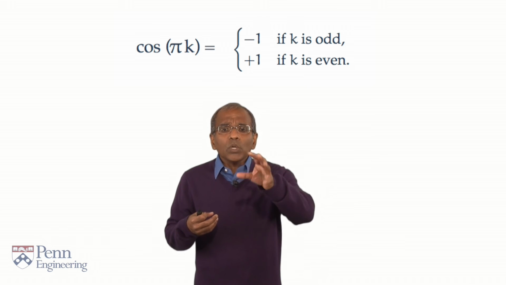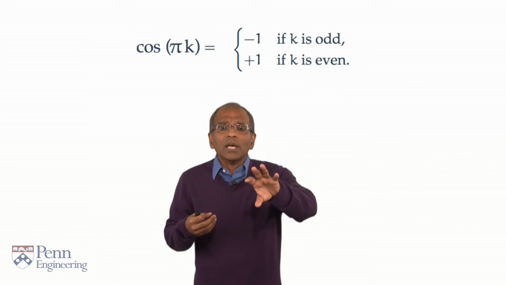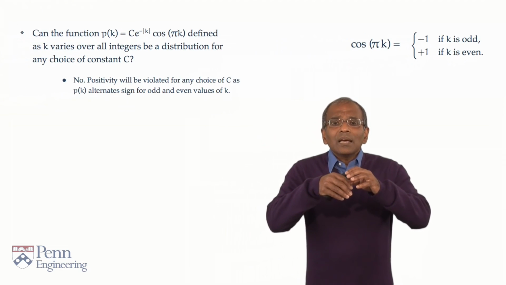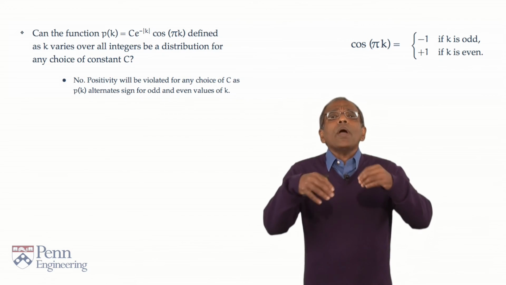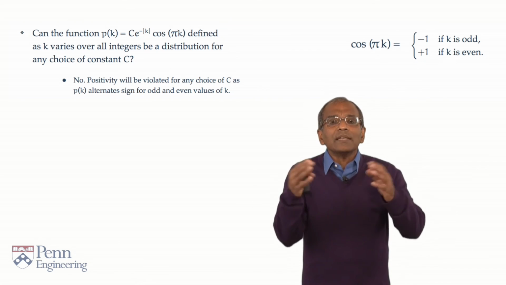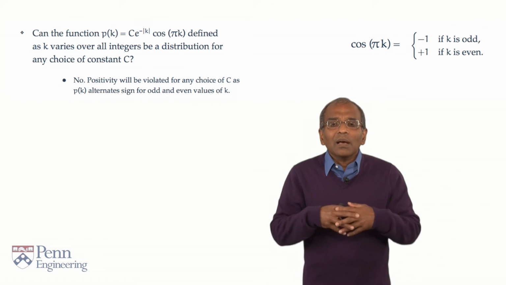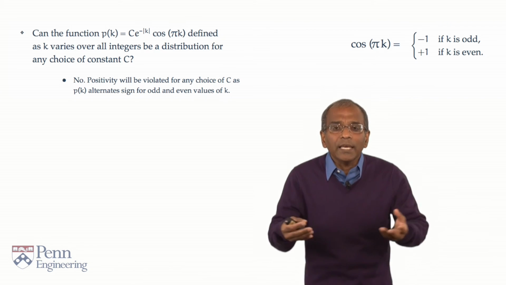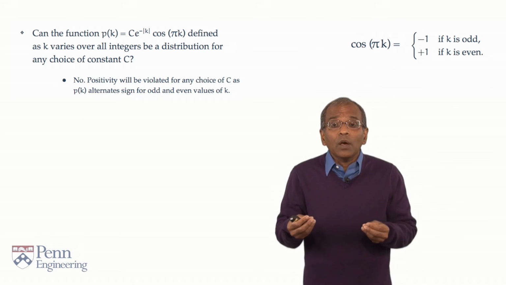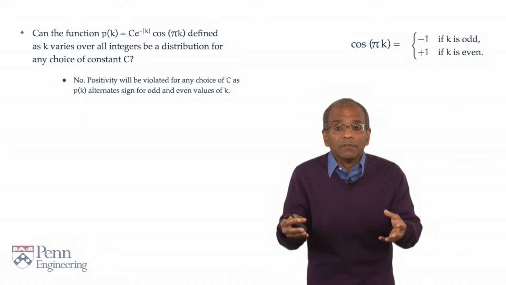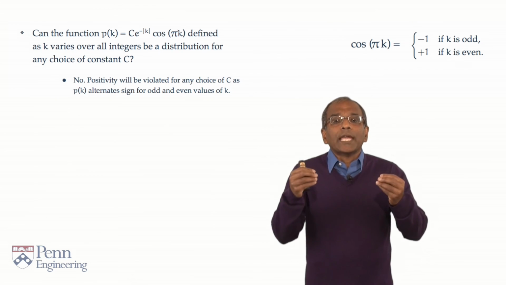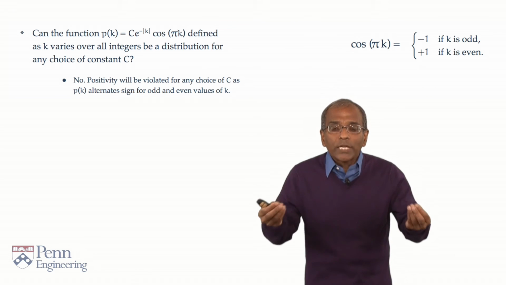The cosine alternates in sign between plus 1 and minus 1, which means that p of k, however we choose c, will be alternating in sign between positive and negative values. Positivity is immediately violated. Whatever be the choice of c, there will be some values of k for which p of k will be negative, and therefore this cannot represent an atomic probability. p of k cannot represent an honest mass function.